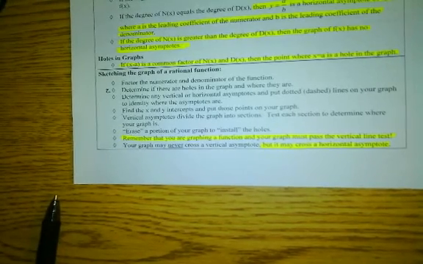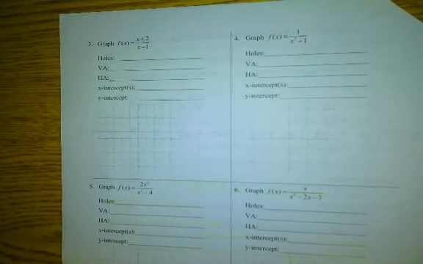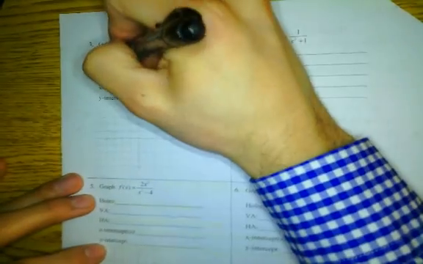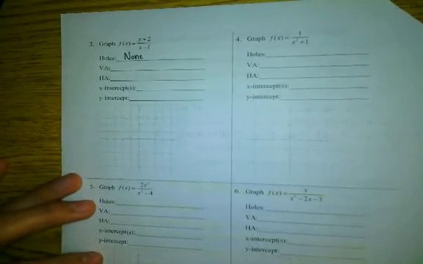Alright, let's practice some of this. Number one, very simple. You have f of x equals x plus 2 divided by x minus 1. Do you have any holes present? No, you don't, so none. Next thing, asymptotes. Do we have a horizontal asymptote? Yeah.